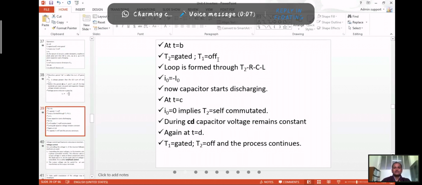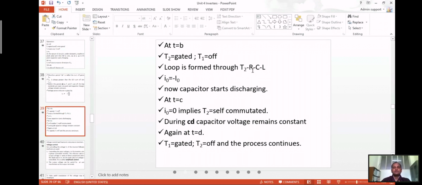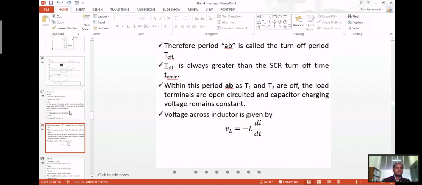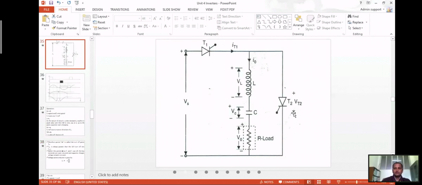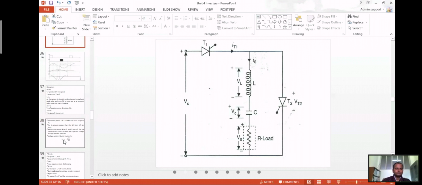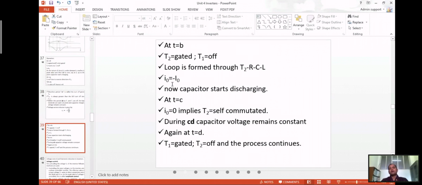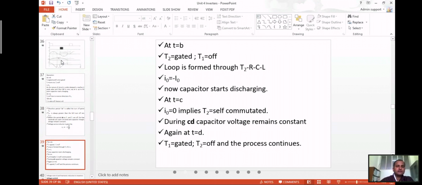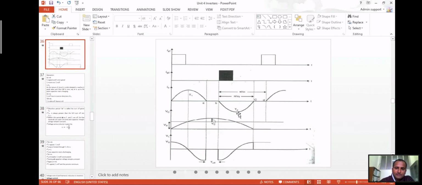So T2 is gated and T1 is off. A loop is formed through T2, R, C and L. When T2 is on at this point, I naught will be minus I naught, so the current will be negative maximum. It goes to the maximum negative I naught, then again back to 0.